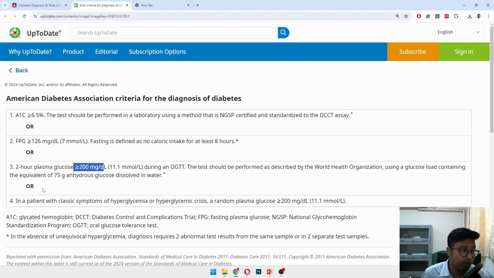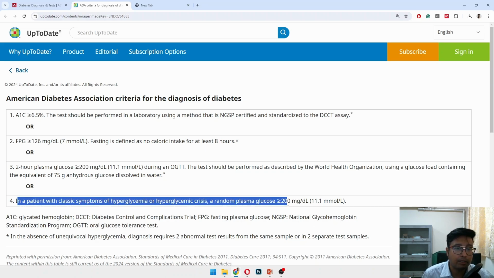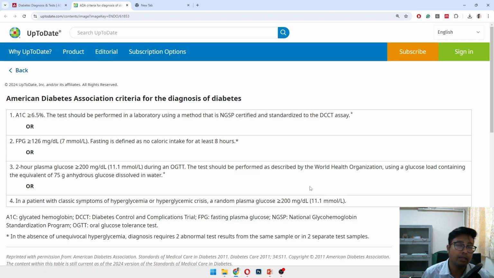Or, very important, in a patient with classic symptoms of hyperglycemia, hyperglycemic crisis, means a patient of DKA or hyperosmolar non-ketotic coma, or classic features means polydipsia, polyphagia, polyuria, polyneuropathy, all those features. We can diagnose diabetes if one random blood glucose is there with a few features.